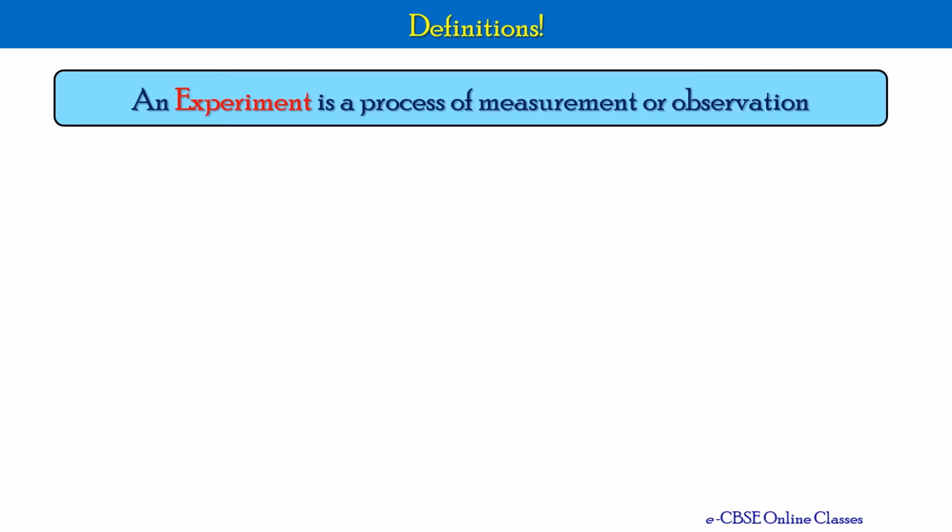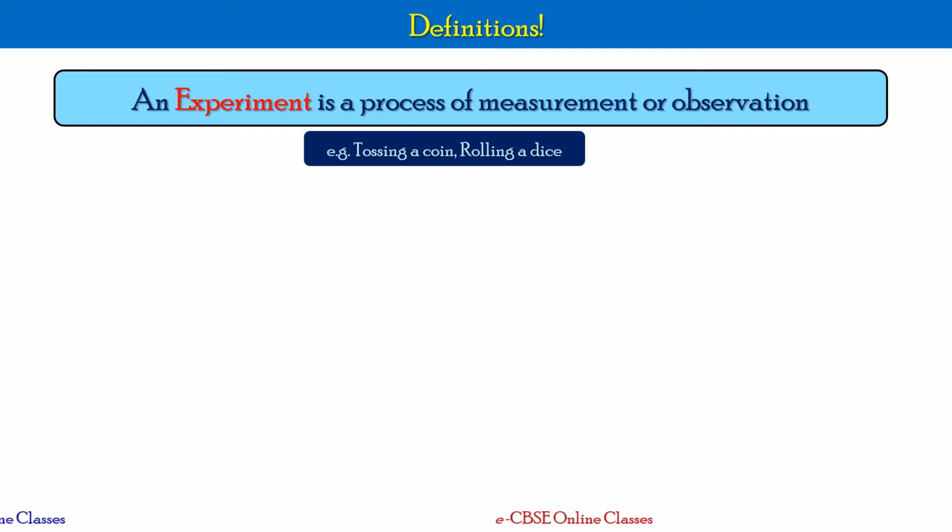Some definitions before we proceed further. An experiment is a process of measurement or observation. When I say experiment, you must be immediately thinking that I'm talking about some laboratory here. But it is not necessary that all experiments take place only in a laboratory setup. You can do it in your home also. For example, tossing a coin or rolling a dice can be called experiments.